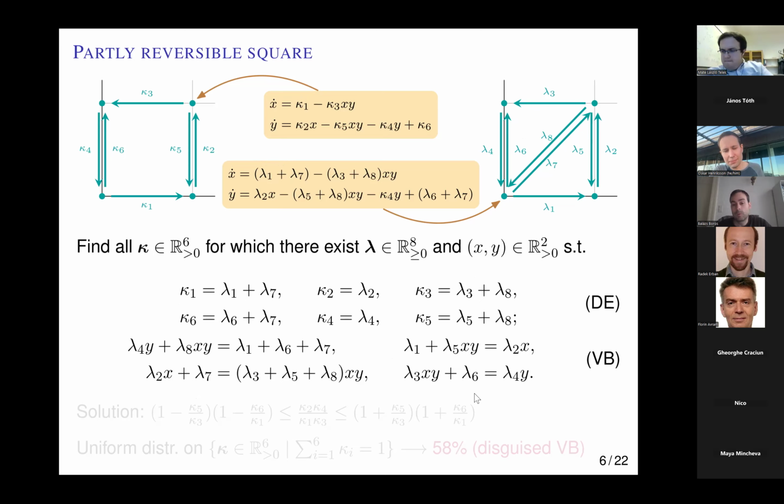And vertex balancing on the second graph is like this. So what I ask is that for a fixed kappa, does there exist lambda rate constants and an equilibrium xy such that all of these hold? If this is the case, then I'm going to say that this particular kappa belongs, not to the toric locus, but to this guy's toric locus.